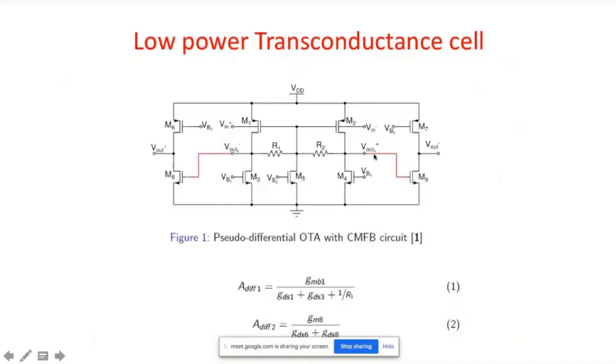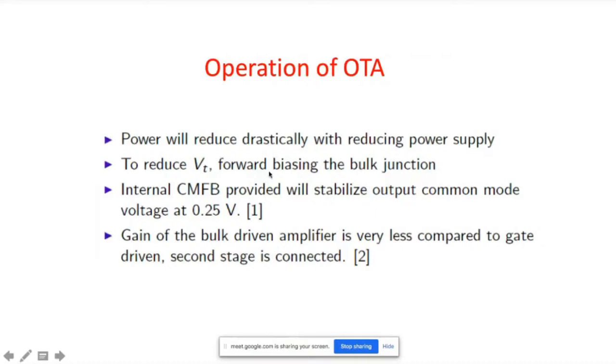You have two stages, and if you see the operation, power will reduce drastically with reducing power supply, and the internals are provided to stabilize the common mode. The amplifier gain is very small compared to the gate driven. Since your bulk is very large, transconductance is small, so obviously gain will be small.